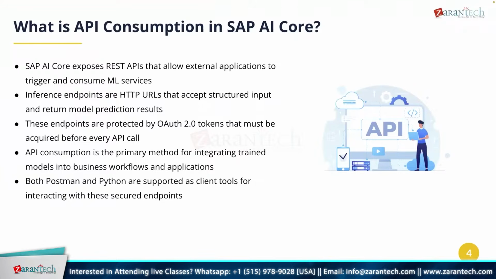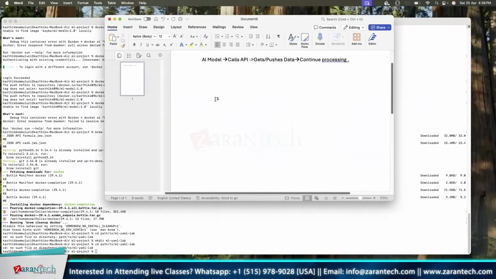Because AI models don't work in isolation, right? They need business data, they need external services, they need integration with us. So that's where our APIs come in. So where does this API consumption happen? Before going to that, let me show you clearly what is really needed here. API consumption happens in 3 phases.